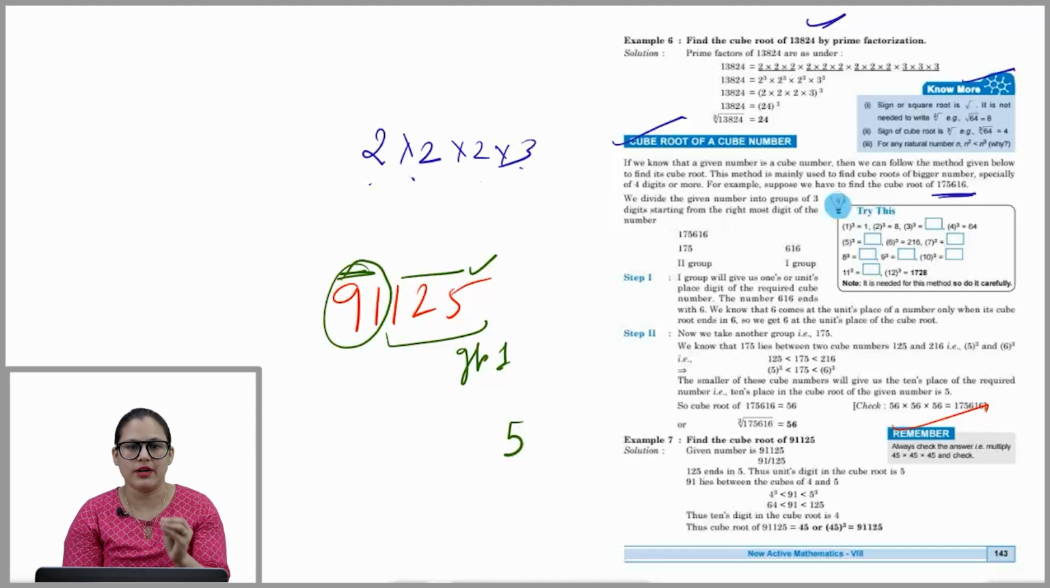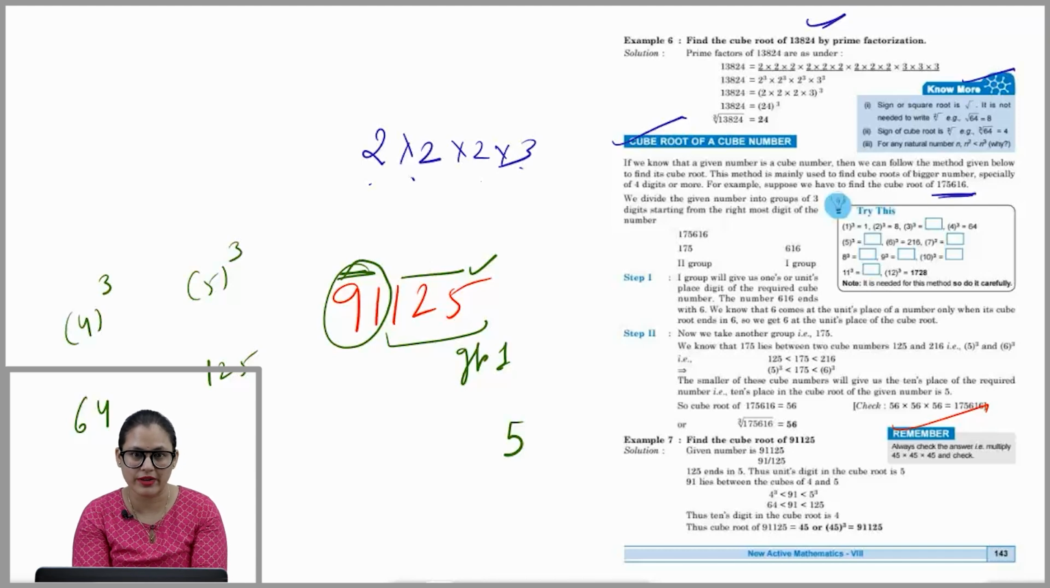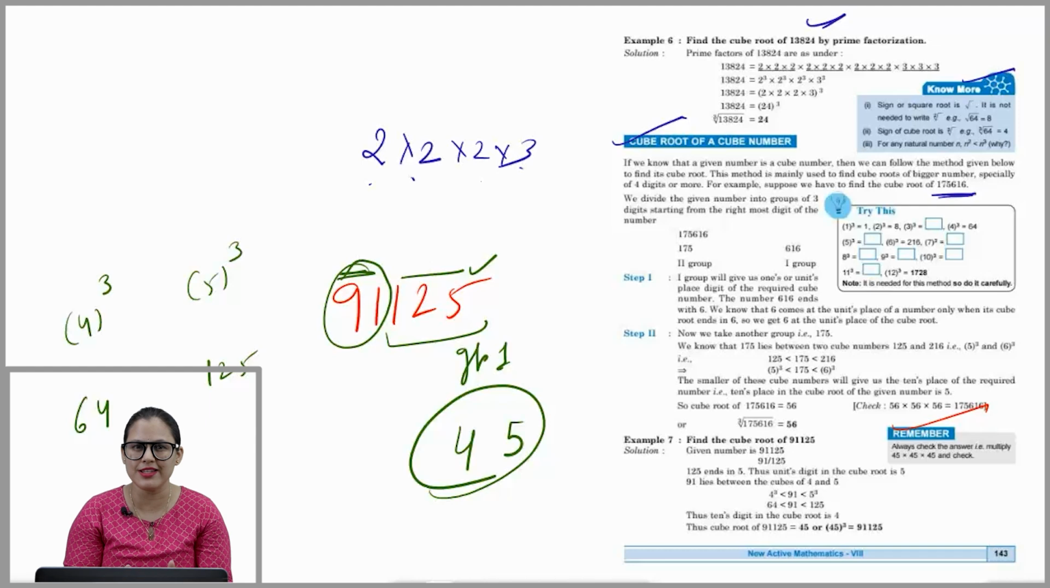Now 91 comes between 64, which is the cube of 4, and 125, which is the cube of 5. So 91 is greater than 64 and less than 125. So we will write 4 here. Isn't it easy and very simple? But always check the answer if you are not sure.